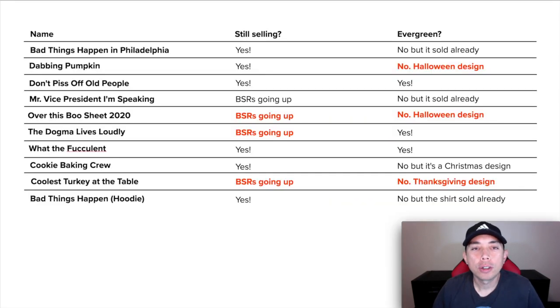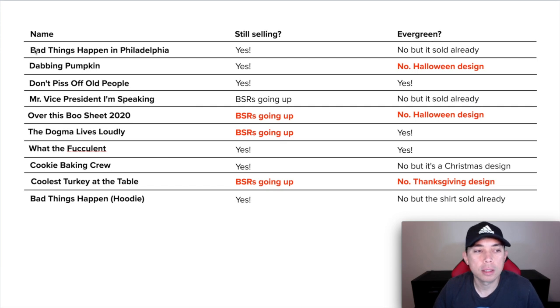So after doing your analysis on each of the different products, you may have a table that looks like this. So I did these columns. You can do your own columns. I'm just checking to see, is it still selling? Are the BSRs going up or going down? Or is it evergreen? Is it a trend that's going to end? Or is it something that can sell all year?